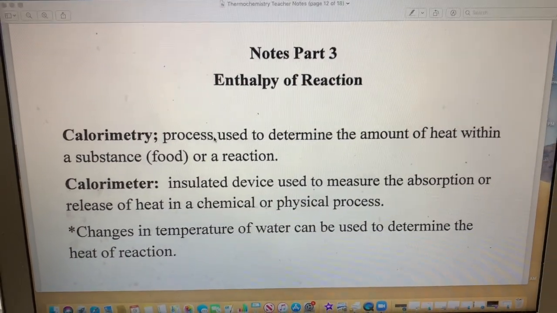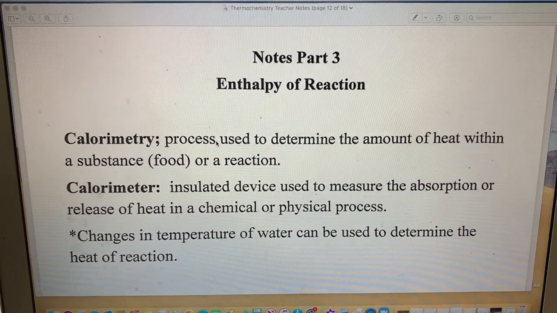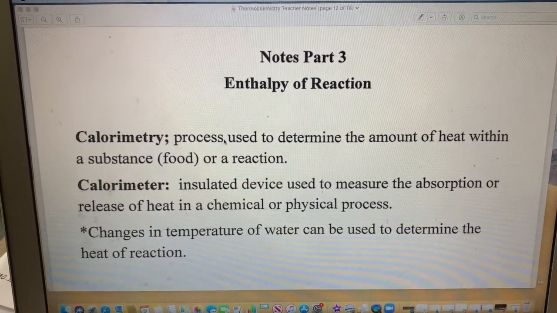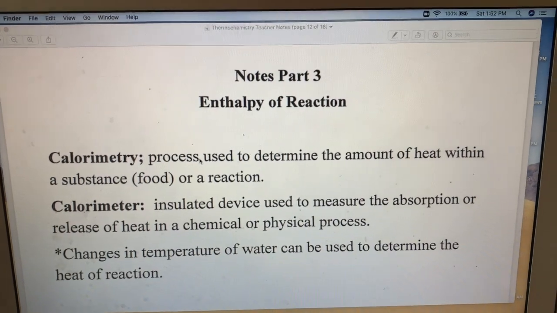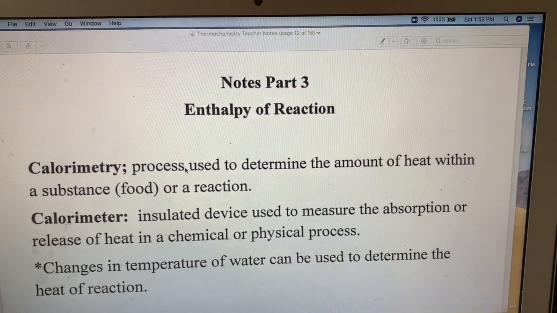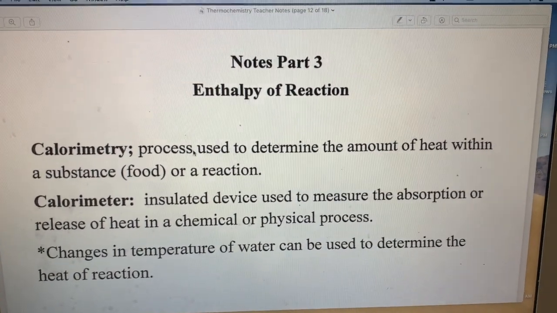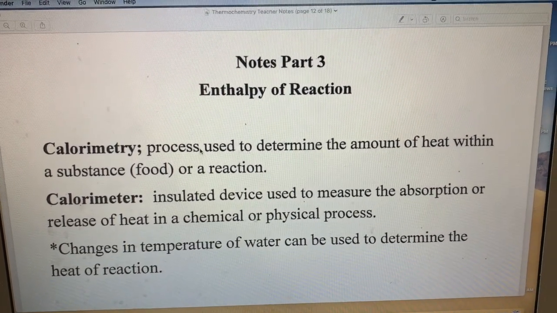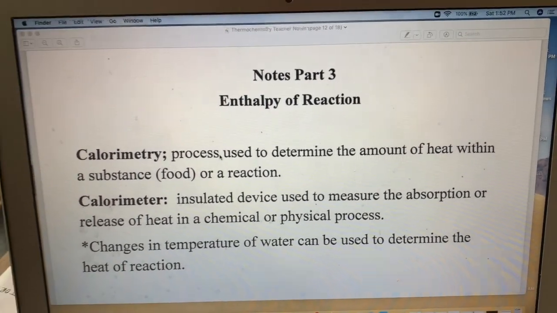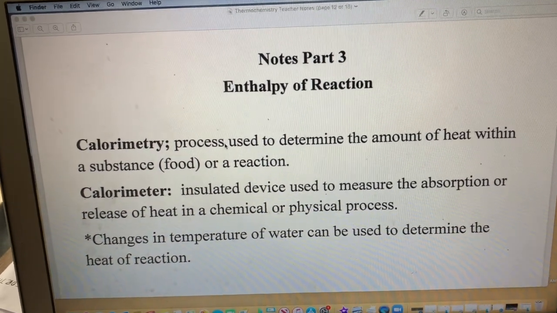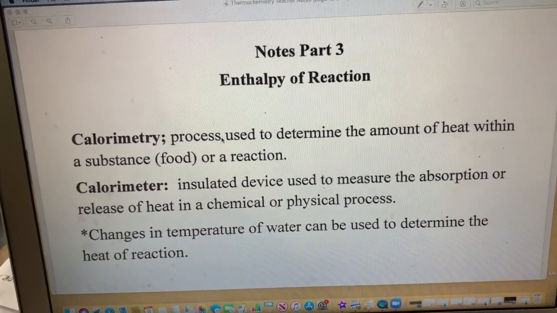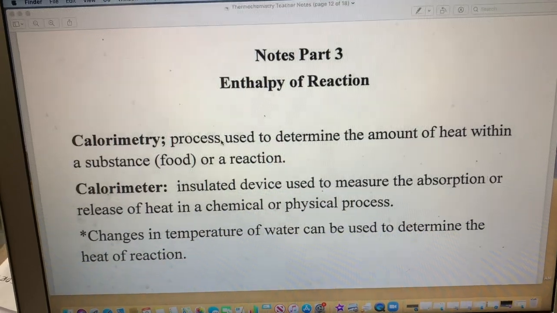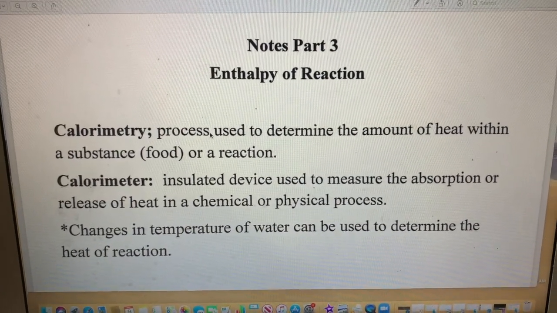And today we're going to use some of the things that we've learned and bring it into how we deal with the energy having to do with reactions. In a process called calorimetry, this is how we can determine how much heat is involved with a specific reaction or with combusting food. And this is where we get the idea of calories from food, all right? It's figuring out how much energy is actually stored in that food.